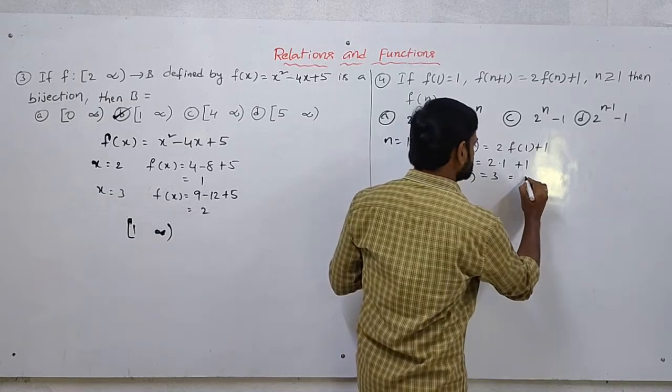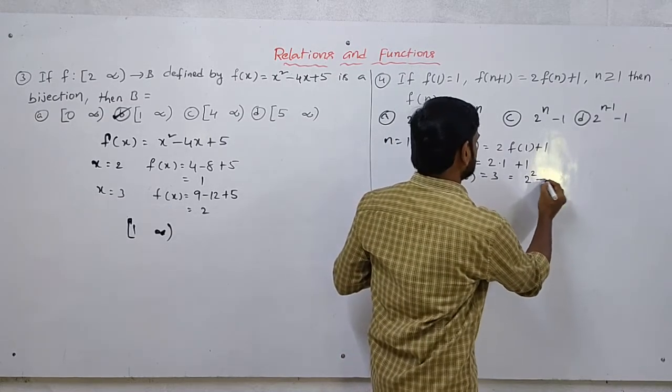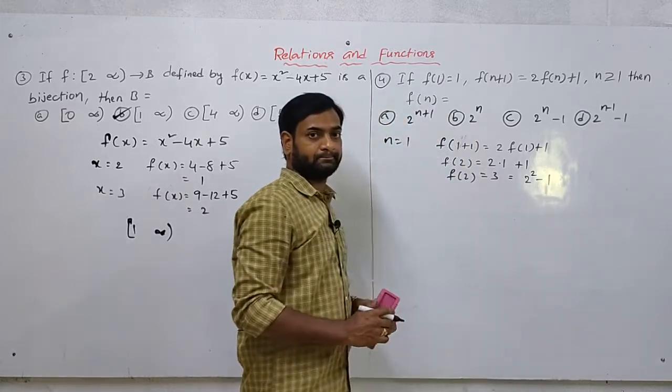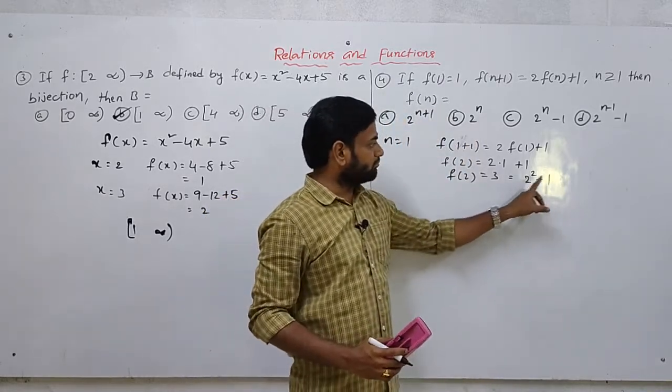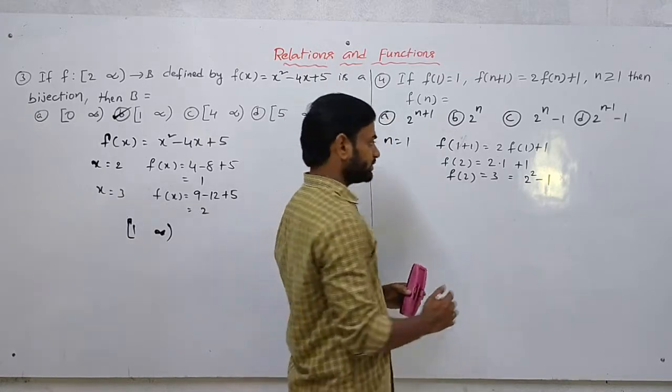I am writing this one as 2 power 2 minus 1. 2 square minus 1: 2 square means 4, 4 minus 1 is 3. Remember this one.